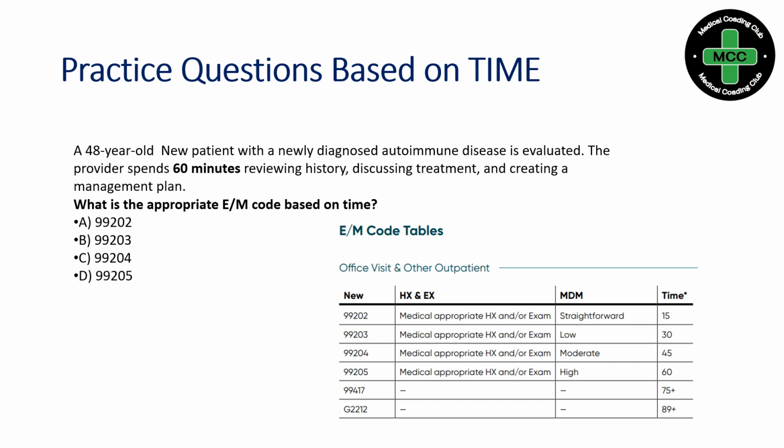So next question, a 48-year-old new patient with a newly diagnosed autoimmune disease is evaluated. The provider spends 60 minutes reviewing history, discussing treatment and creating a management plan. Okay, 60 minutes. So for 60 minutes, we will be getting level 5. 99205, 60 to 74 minutes. You can take level 5. 99205 you can code it. So answer is D.